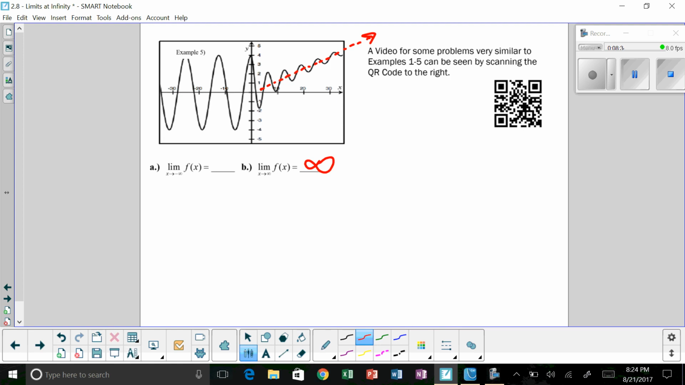On the left-hand side, notice that this curve just continues to oscillate like a cosine curve, up and down, up and down, up and down, between positive and negative 4. There is no single y value that the function gets closer and closer to as x decreases without bound, goes to the left. So we have to say that this limit does not exist.